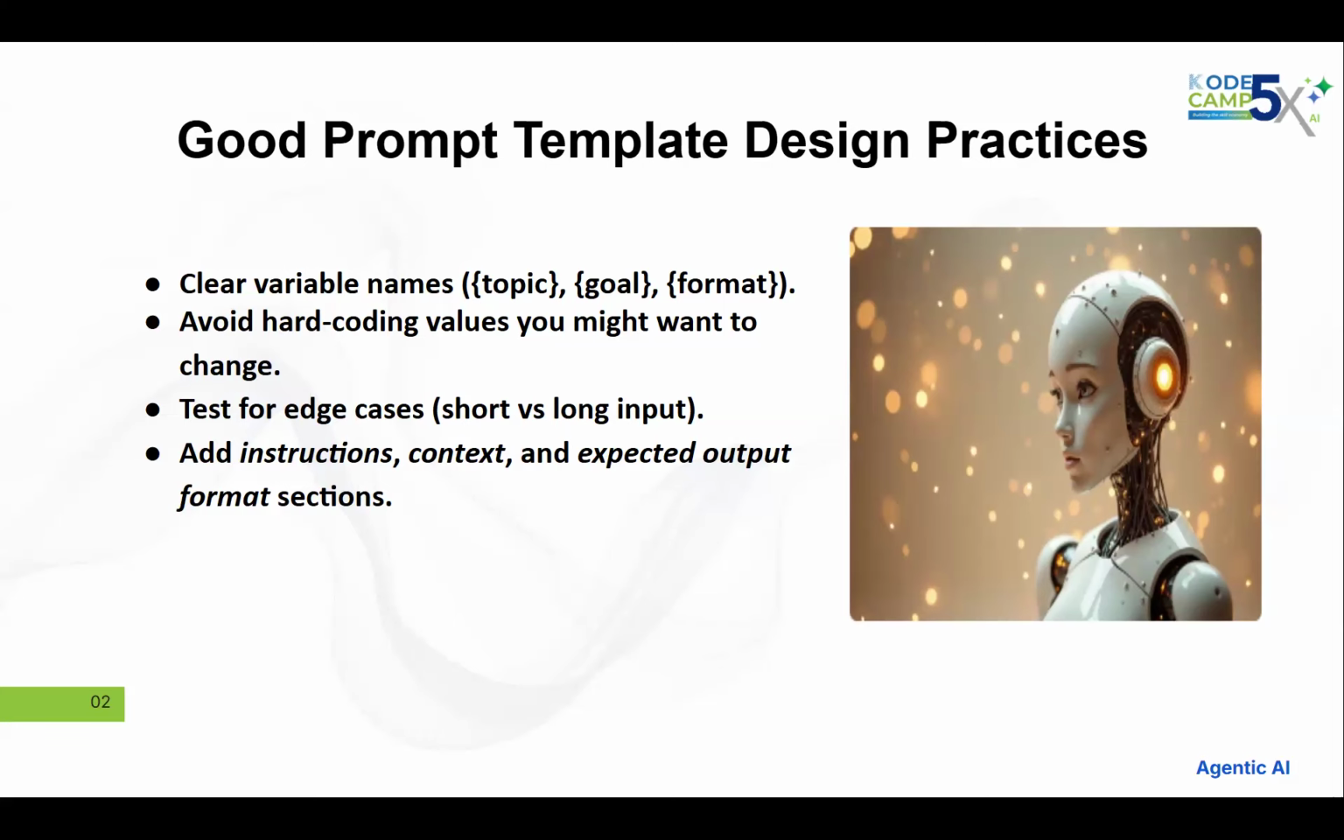Now, in prompt templating, you should avoid hard coding values that you might want to change. Any value that would typically change at the point of providing that prompt to the model, you should provide a placeholder for that value rather than hard coding it. And then you should test for edge cases. For example, short versus long inputs. How does that affect the model's response? You should test for edge cases.